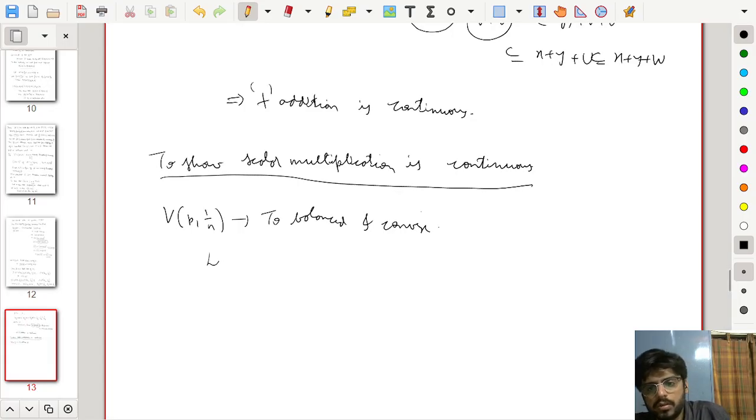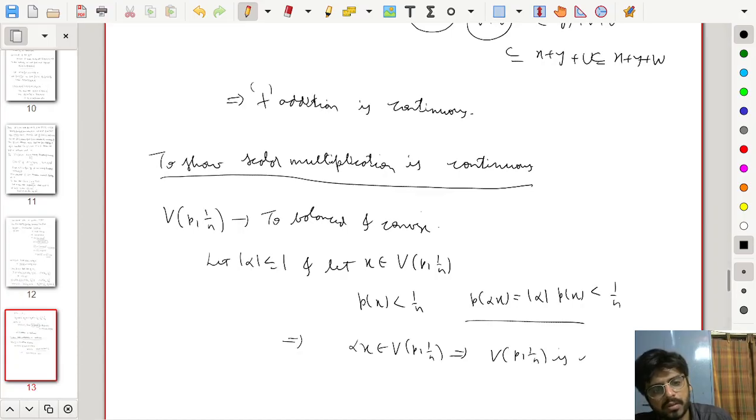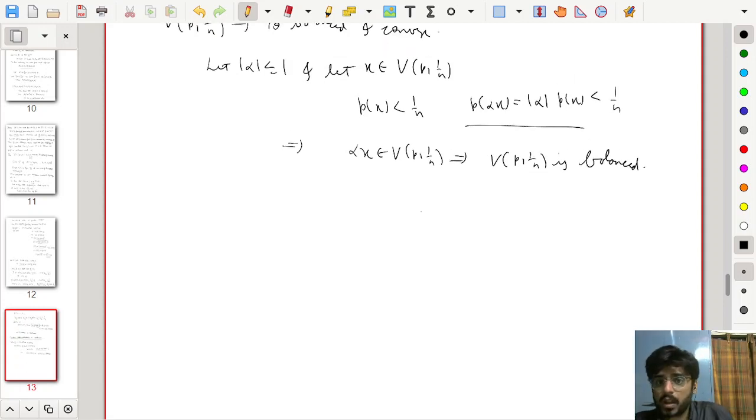Okay, so let |alpha| be less than or equal to 1, and let x belong to V_{p,1/n}. Then p(x) is strictly less than 1/n. What about p(alpha x)? This is equal to |alpha| times p(x). This is strict, since |alpha| is less than or equal to 1 and p(x) is strictly less than 1/n, we get this is strictly less than 1/n. So this implies alpha x belongs to V_{p,1/n}. This implies V_{p,1/n} is balanced, right?